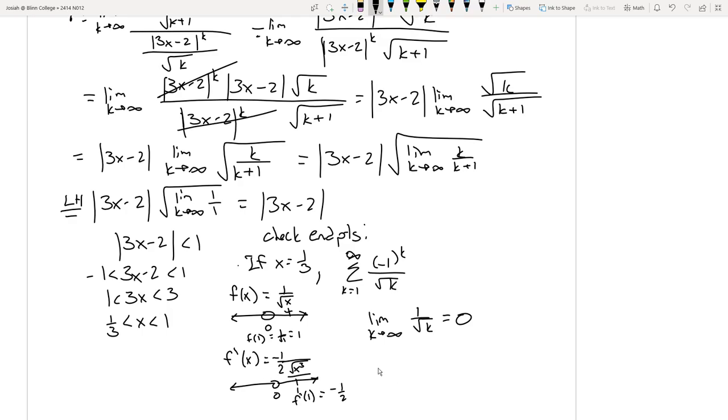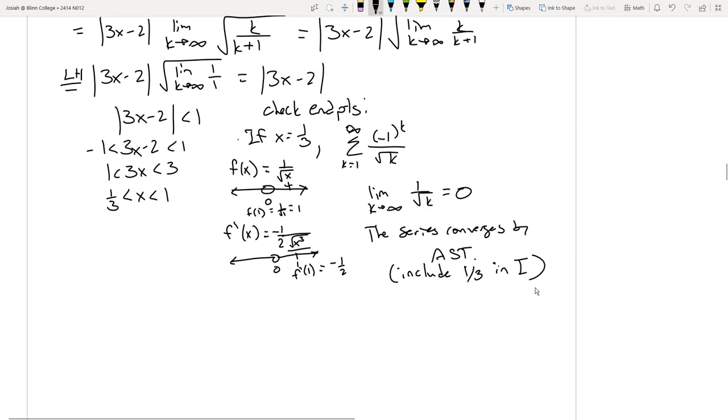So this series converges by the alternating series test. And so we include 1/3 in the interval of convergence. So that's a real quick test of alternating series that shows that. So next, we check if x equals, we test the other endpoint, 1. So we have k equals 1 to infinity. We'll go ahead and look up here and check.